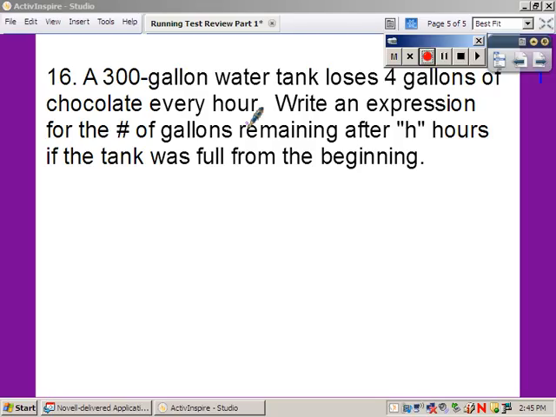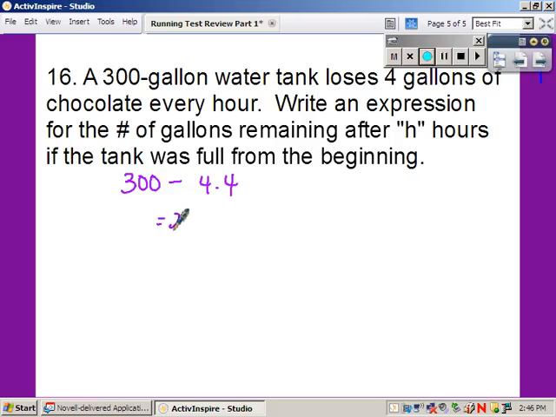So basically what we're saying is we're starting out with a 300-gallon tank, and let's say that, for example, if we waited for 4 hours, we know we're losing 4 gallons per hour. Well, that would be minus 16. But what I'm saying to myself is I get to 16 by taking 4 times 4 and then subtracting it from the 300. And I get my answer of 284.